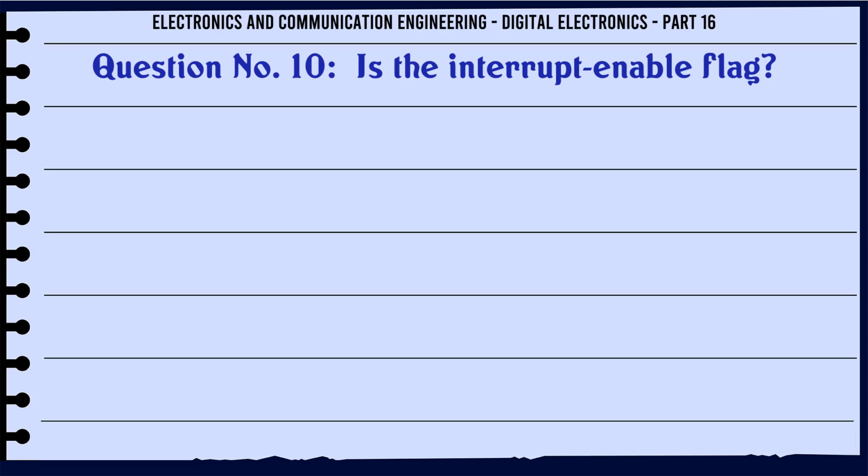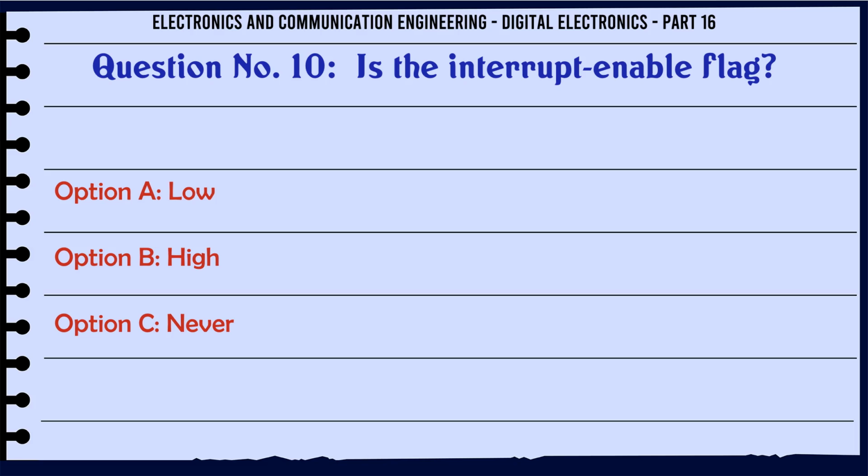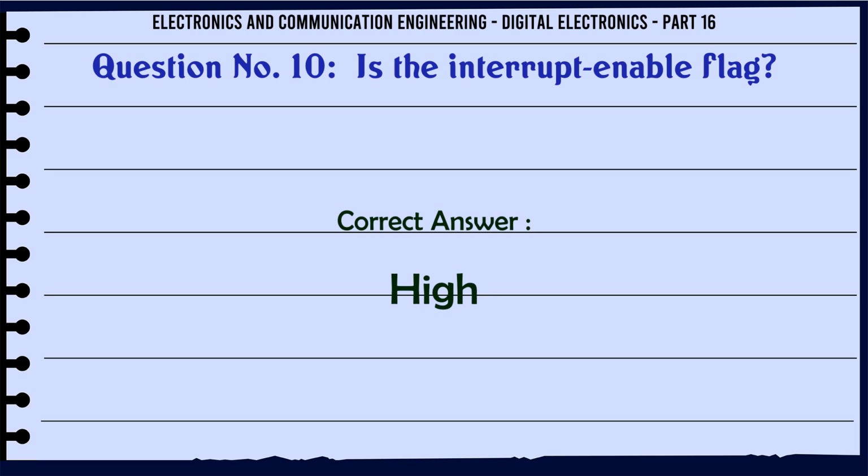The interrupt enable flag is: A. low, B. high, C. never, D. none. The correct answer is high.